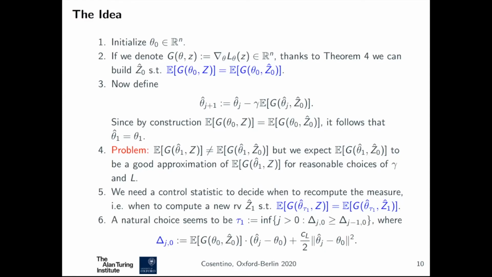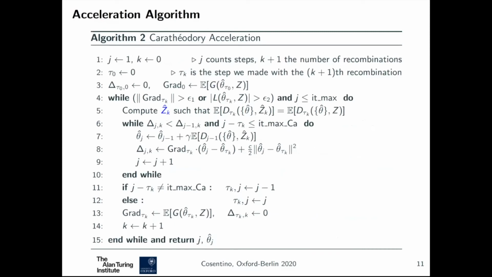And it comes up that this seems to be a reasonable choice. So we can introduce the stopping time tau 1 and the function delta, which is a Taylor expansion of our loss function. Essentially, tau 1 tells us that the loss function continues to decrease. Once that condition is violated, it means that the loss function starts to increase, and then it is enough and we can recompute a new measure. This is the resulting algorithm.